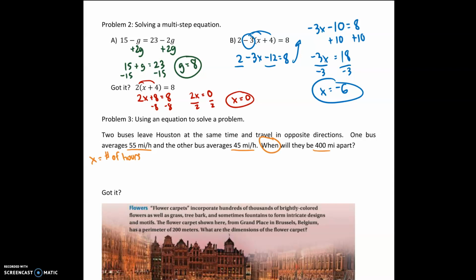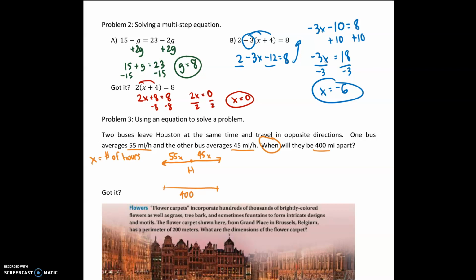If I'm leaving from the same place in opposite directions, I think it's always good to have a little diagram drawn for yourself so you can understand the question a little bit better. If they're both leaving Houston, driving different ways, the way I'm going to represent the distance is rate times time. So that's 55 miles an hour times the x that we don't know for one direction, and 45 miles per hour times the x that we don't know for the other direction. That's going to give us a total of 400 miles at some unknown time that we have to solve for.